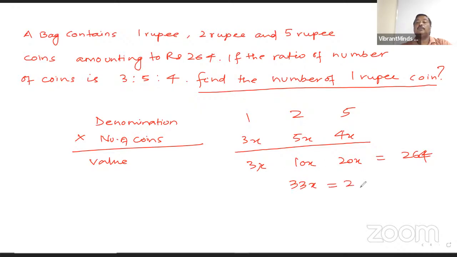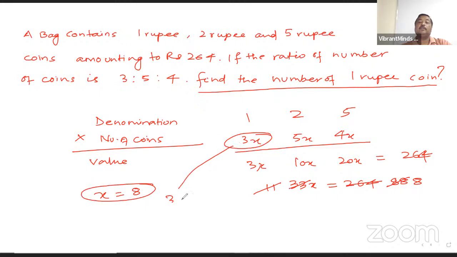264. So 33x is equal to 264. So 3 elevens are 33, 3 eights are 24, 3 eights again are 24. 11 goes 8 times. Value of x is 8. Now 1 rupee coin, the number is 3x. So 3 into 8. We have 24 coins of 1 rupee. Is it clear, guys?